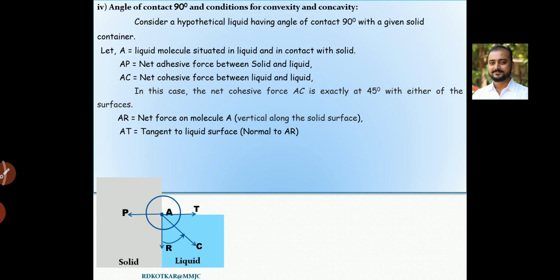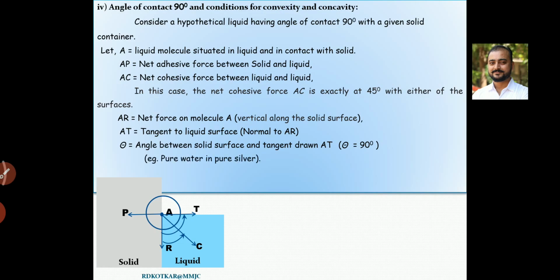Let's see here, you can see again in the figure carefully, you observe the angle drawn here. How should it be? It should be 90 degrees in between the solid surface and the tangent drawn. The example of this, which is actually not given in the book, is pure water in a pure silver can form the angle of contact 90 degrees.